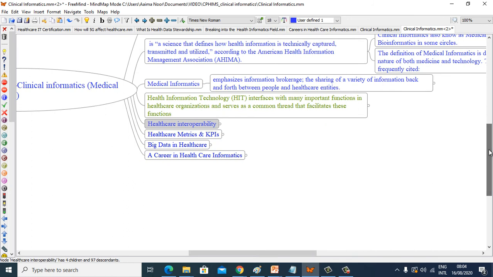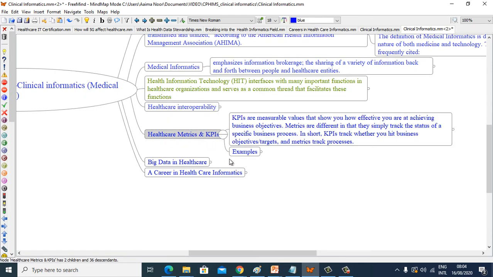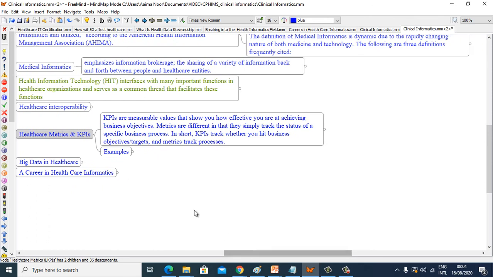Now we'll move to the next topic, healthcare metrics and KPIs. KPIs stand for key performance indicators. First, let's see what a KPI is. KPIs are measurable values that show how effective you are at achieving business objectives. Metrics are different; they simply track the status of a specific business process. In short, KPIs track whether you hit business objective targets, and metrics track processes.